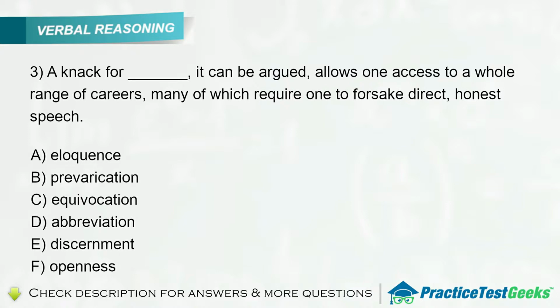Question 3. A knack for blank, it can be argued, allows one access to a whole range of careers, many of which require one to forsake direct, honest speech. A. Eloquence. B. Prevarication. C. Equivocation. D. Abbreviation. E. Discernment. F. Openness.